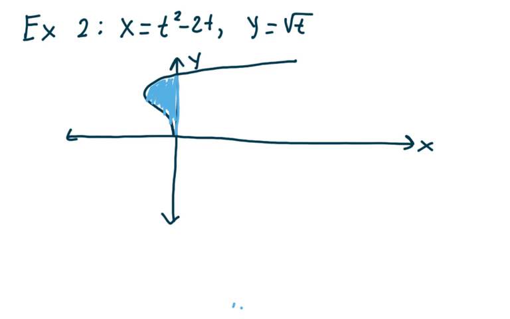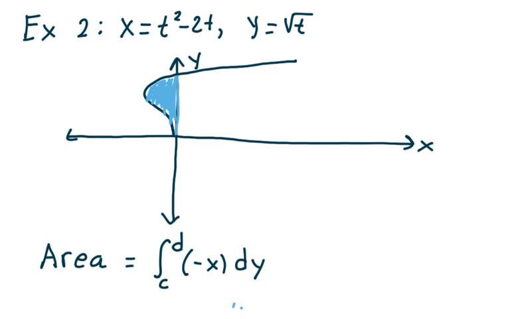And so it turns out the area is going to be the integral from c to d. Instead of x, it's going to be -x dy. Okay, remember that you want the area to be non-negative. Okay? And so you can think about it this way.